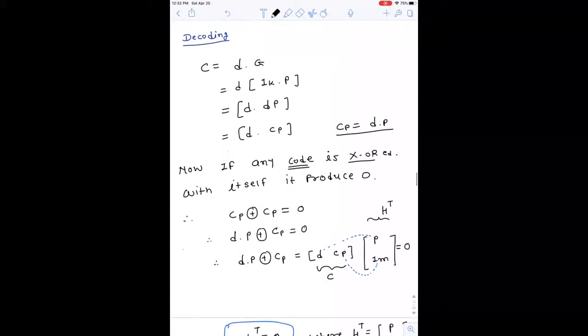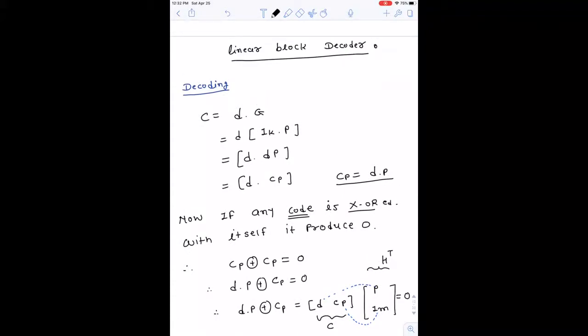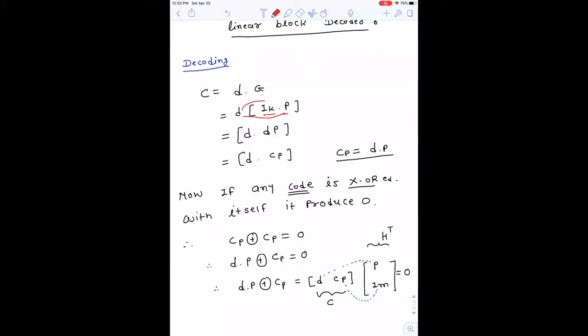We'll see this. First we start with the very basic concepts. C can be defined as D into G, where G can be composed of two parts. Ik is known as the identity matrix. This is the first part, and the next part is the parity matrix P. If D is multiplied here and here, then the first term we get is D into Ik, so we get D. The second is D into P, that is DP. DP is equivalent to another variable known as Cp, and D is written as it is. I recall this part from lecture number 1, where we derived this.